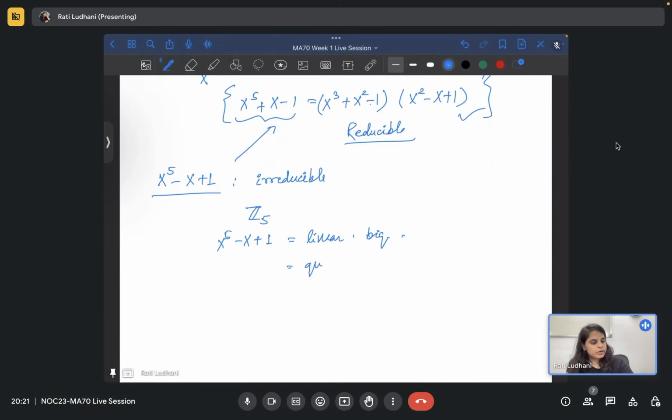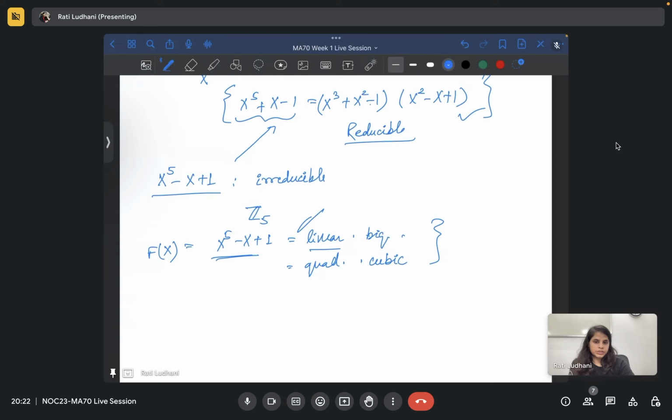So you have quadratic and you can take cubic. These two options are there. If there is a linear factor, that means you have a root here, right? So if you take f of x, can you tell me if there is any root or not in Z5? You will try 0, 1, 2, 3, 4. There cannot be a root. Exactly, there are no roots.